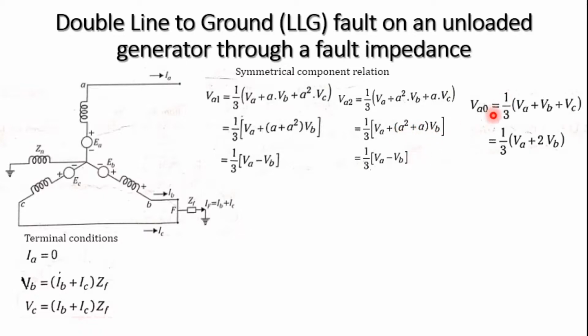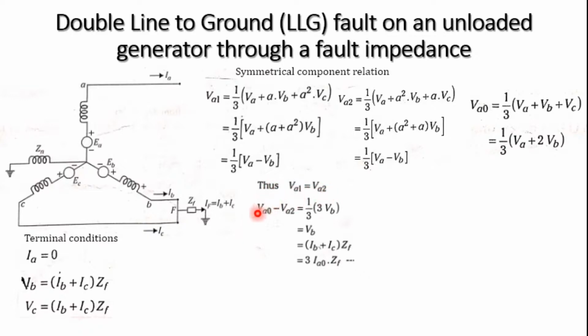Similarly, Va0 is equal to 1 by 3 times Va plus Vb plus Vc. Also substitute that Vc is equal to Vb. So this will become 1 by 3 times Va plus 2 Vb. Thus Va1 is equal to Va2, because the equation is the same, 1 by 3 times Va minus Vb. From this we can write that Va1 is equal to Va2.